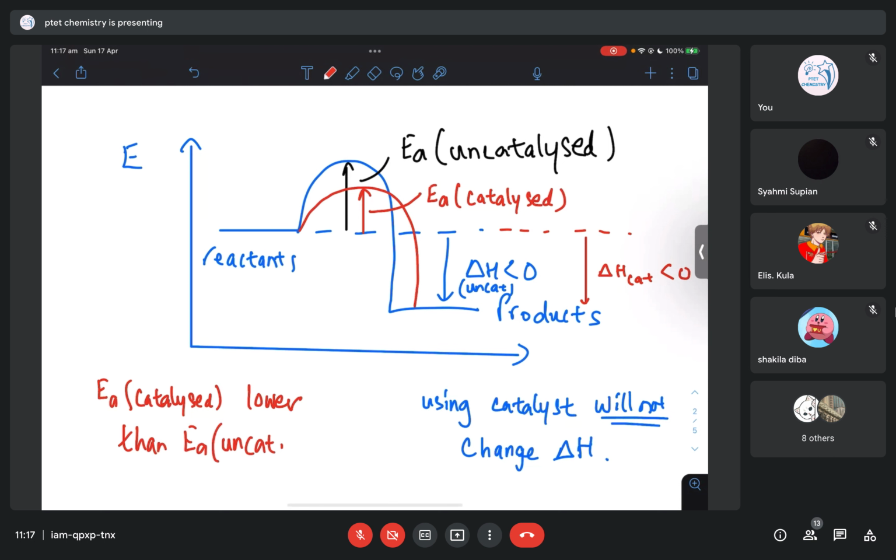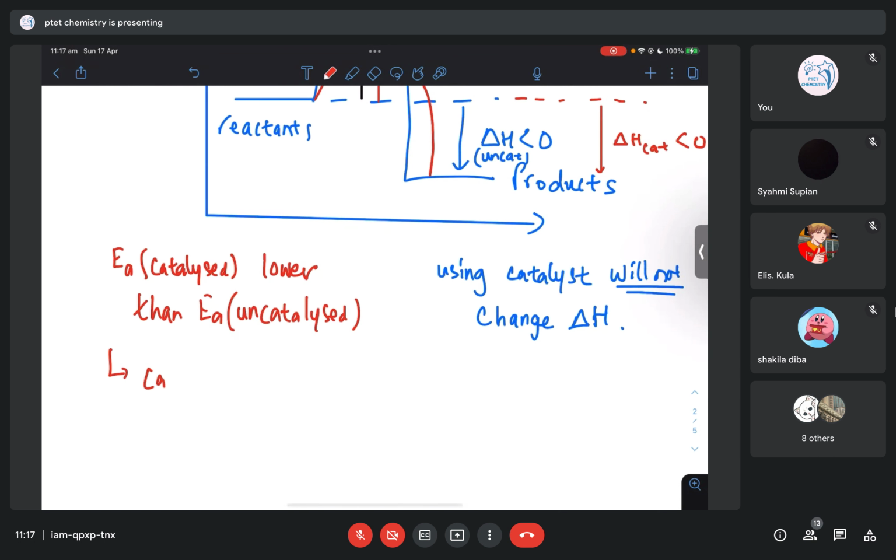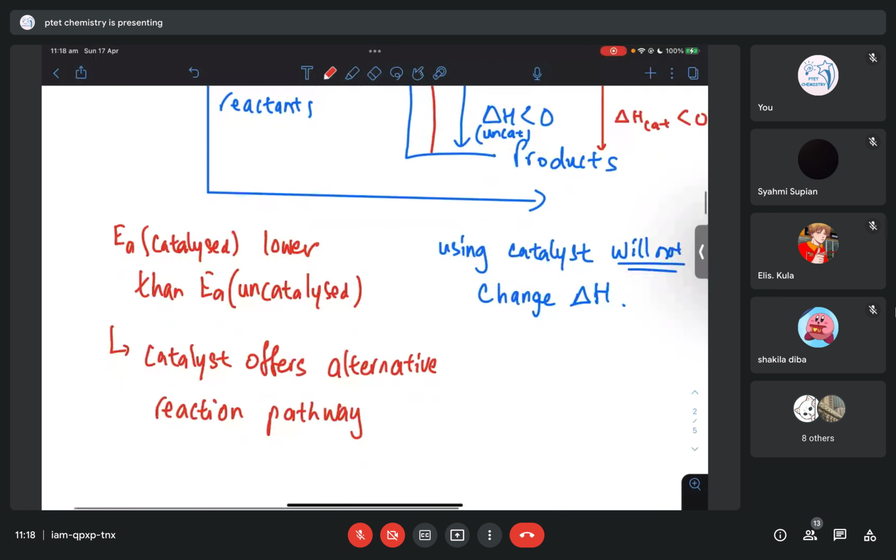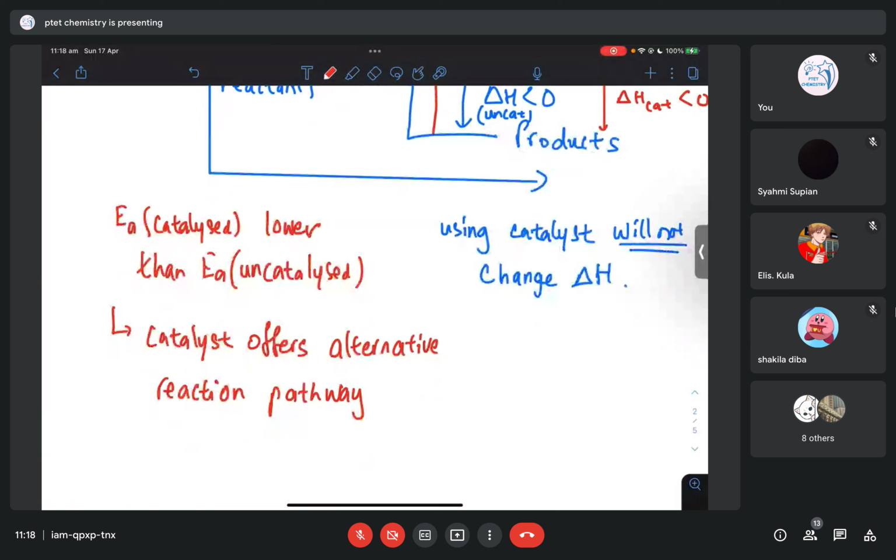So what does a catalyst do? A catalyst offers an alternative reaction pathway. There is always another option. This is called alternative. If you don't like this word, you can use optional. And then this is reaction pathway. If you don't like pathway, you can use reaction route. It does not matter what words you use, as long as you know the technical details and tell the story correctly, you will still be correct.